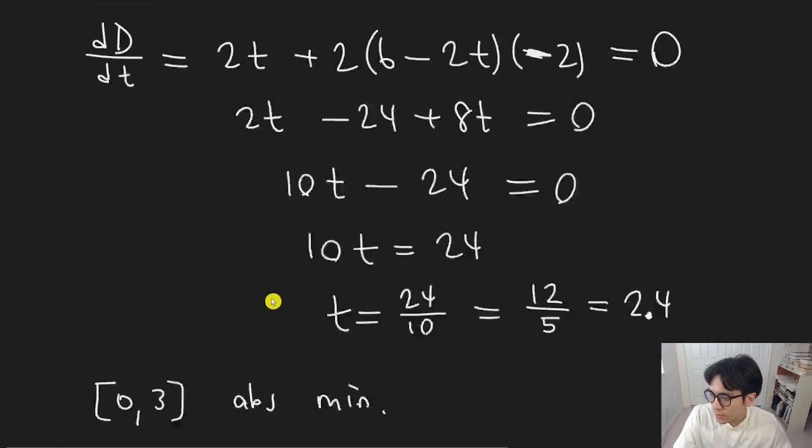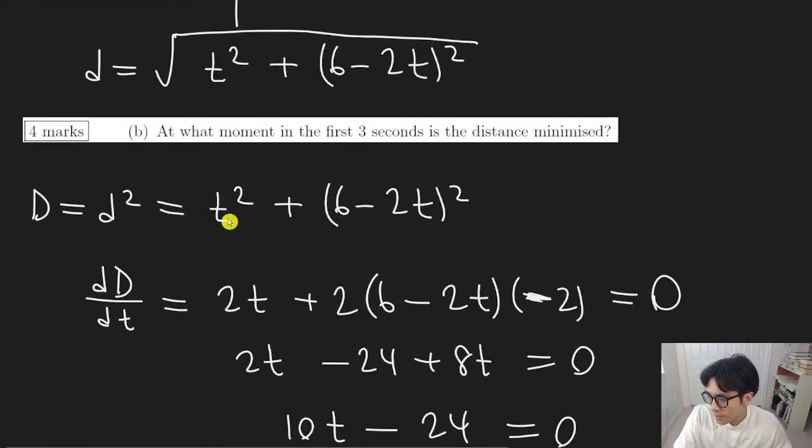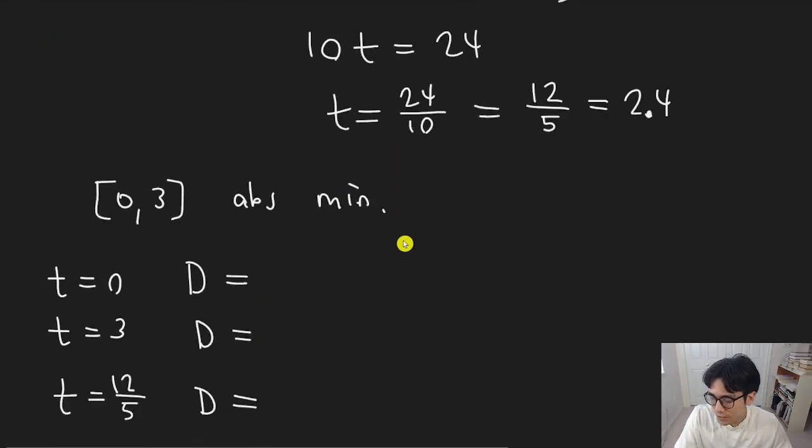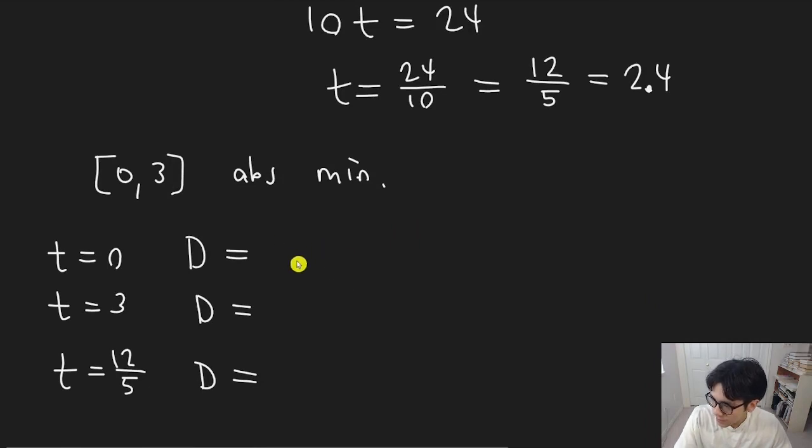And then you can compute the distance squared in each case. It's t squared plus (6 minus 2t) squared. So for t equals 0, t squared is 0 squared, and 6 minus 2t gives me 6 squared, which is 36. And for t equals 3, I'm going to get 3 squared plus (6 minus 2t) squared, which is 0, and so this would be 9.